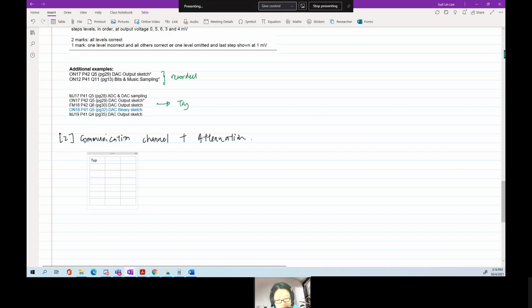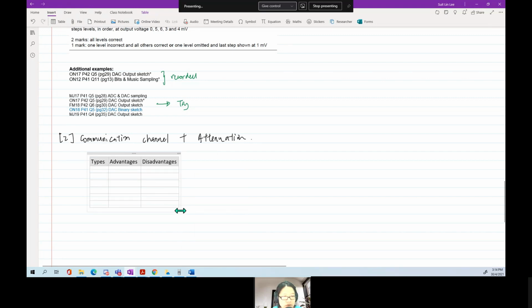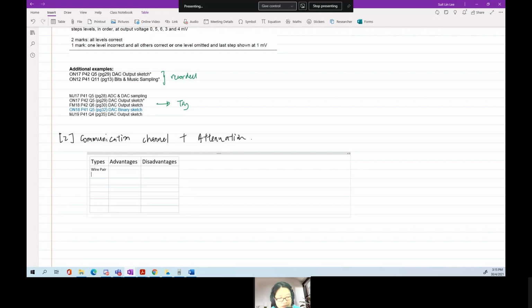So there's different types, and there are the advantages, and then there are the disadvantages. Let's put 16 and put big. Okay. The first one is wire pair. Example, your headphones, your 3.5 mm jacks, the headphone.